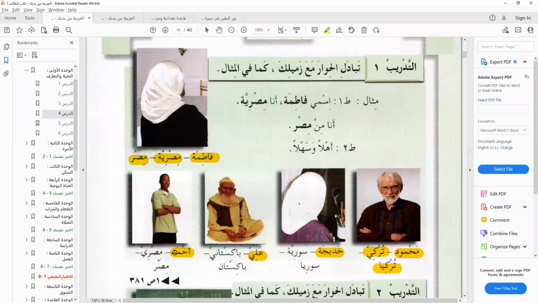So what you have just told us, let me translate it to you. You have told us that your name is Ismi Shehu, Ana Nigerian. Ana min Nigeria. Jamil Jiddan, that's good. So you've told us your name, your nationality, and where you are from. Jamil Jiddan, shukran. You can mute your mic now.